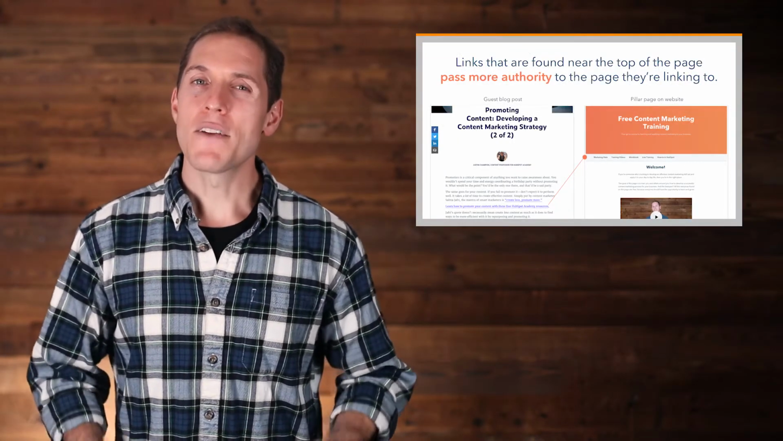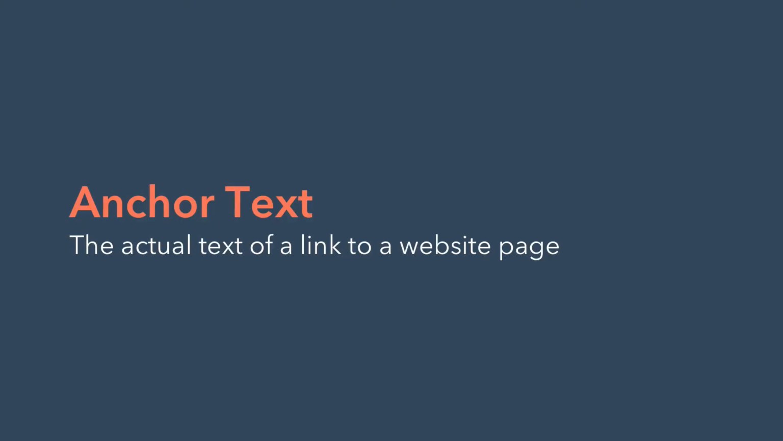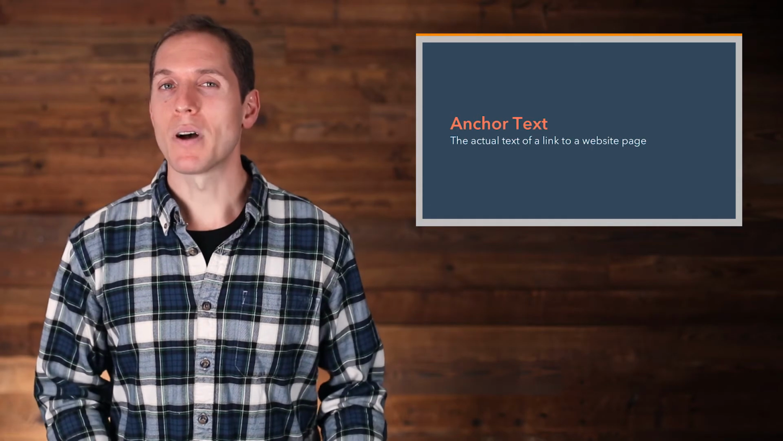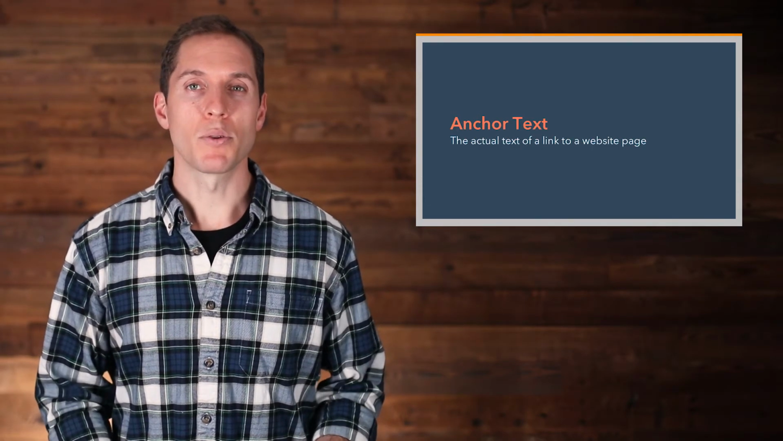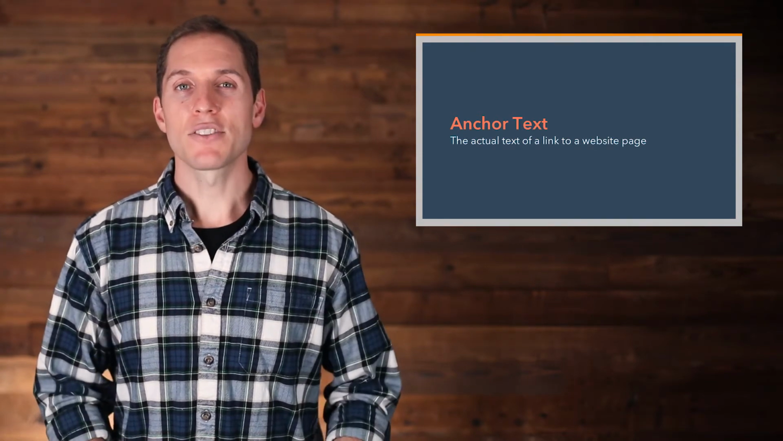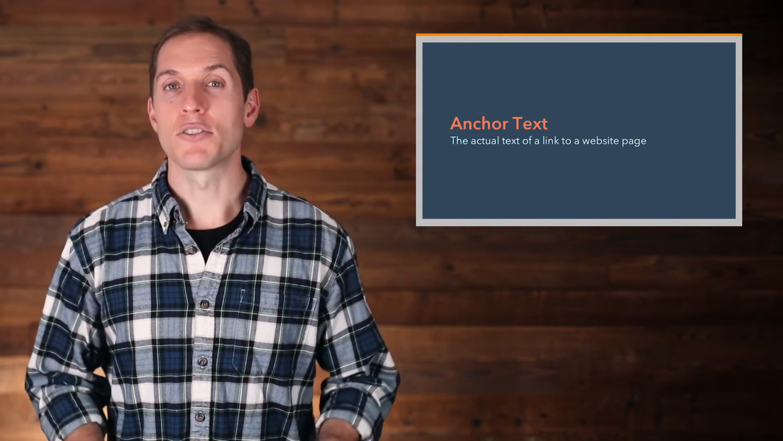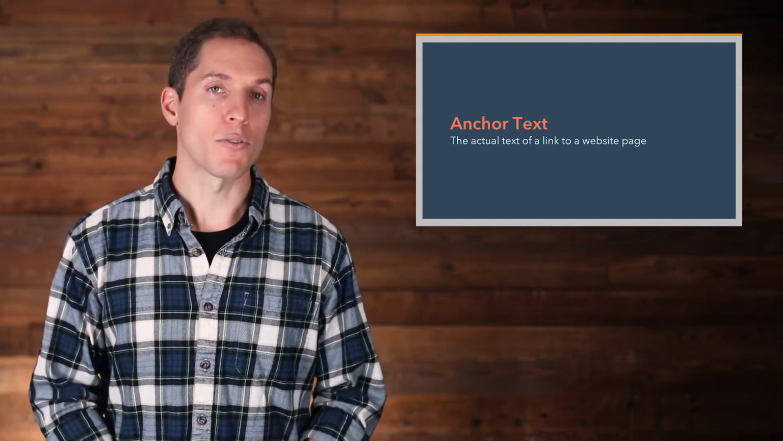On this note, if you're able to be descriptive in the anchor text, then do so. Anchor text is the actual text of a link to a web page. On most websites, this text is usually dark blue and underlined, or purple if you've visited the link in the past. Anchor text helps search engines understand what the destination page is about. It describes what you will see if you click through.